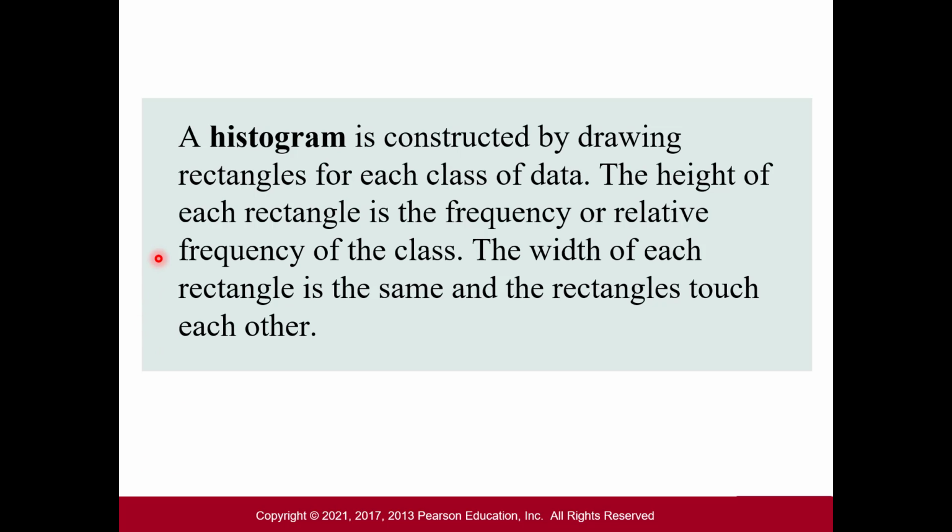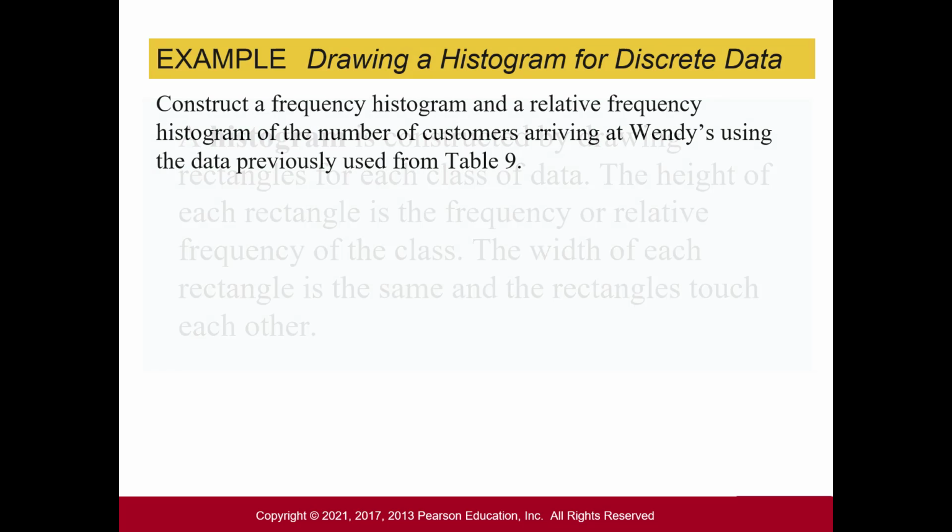So a histogram is just constructed by drawing rectangles for each class of data. It's very similar to a bar graph like we've done in the past. The height of each rectangle is the frequency or relative frequency, depending on what we're talking about. And then the width of each rectangle is always going to be the same. But in this case, the rectangles touch each other. So that's the difference between a histogram and a bar graph. The rectangles touch each other.